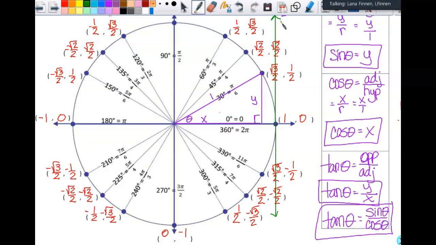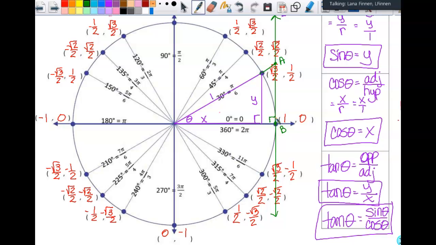Then I'm also going to extend the hypotenuse of this purple triangle so it intersects that line right there. So I extended that right there. And then I'm going to name this point right here A, and this point right here B. And this is a right angle.